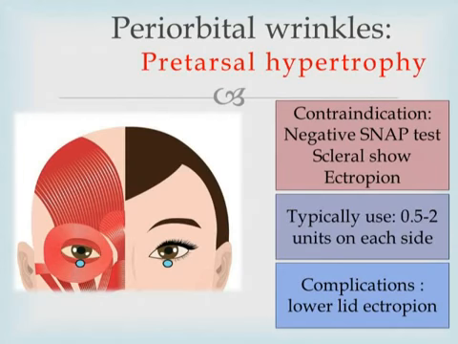A patient who has scleral show or ectropion is already said to have abnormal muscle function around the eye. Typically, use 0.5 to 2 units on each side.